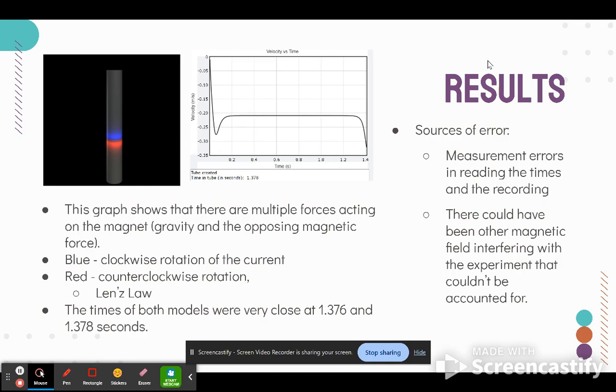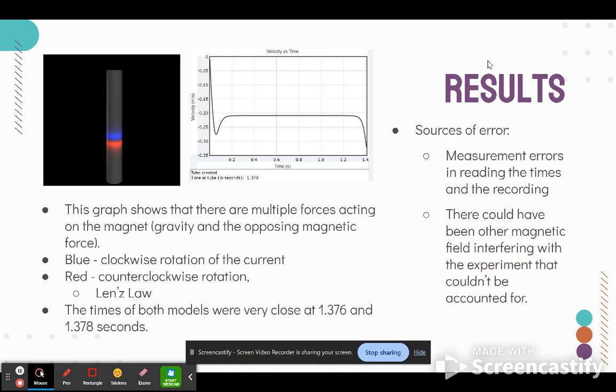In the top left, the blue coloration of the tube represents clockwise rotation of the current, while the red is counterclockwise rotation. And this is produced because of Lenz's law, which again states that the magnetic field produced by induced currents opposes changes in flux. So from both models, the times were very close, at 1.376 and 1.378 seconds.